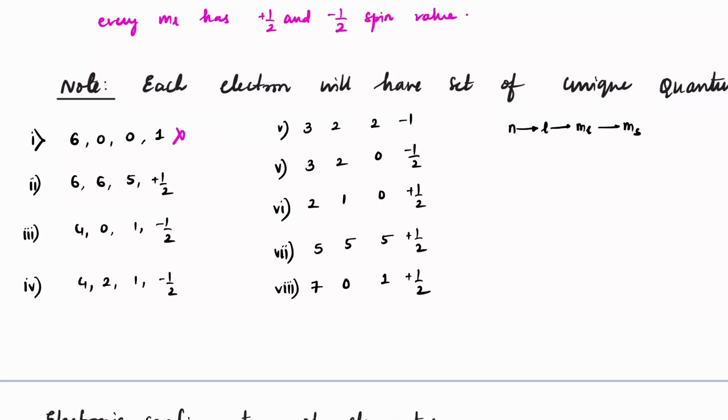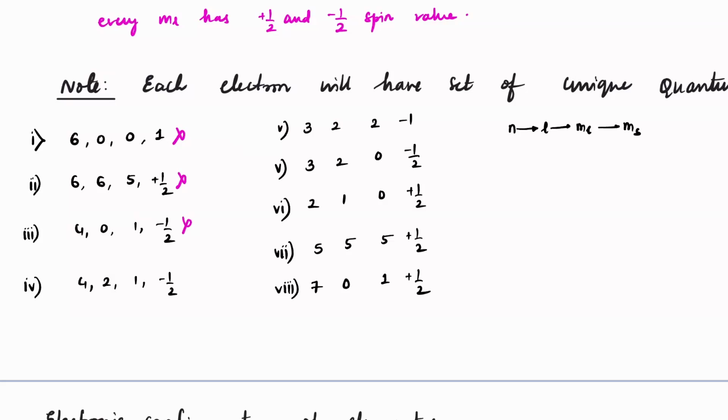Second, for n is equal to 6, L value could be 0, 1, 2, 3, 4, 5. But I have given 6. So that is clearly wrong. Okay. Clear? Next. Third one, when n is equal to 4, L is equal to 0, M cannot be 1, because for L is equal to 0, ML has to be 0. So that is also wrong.